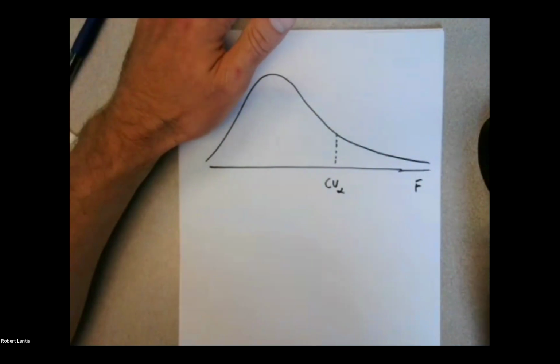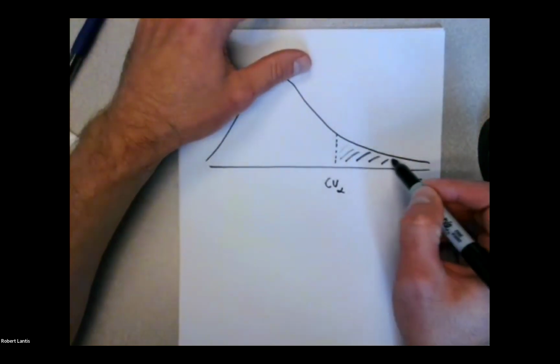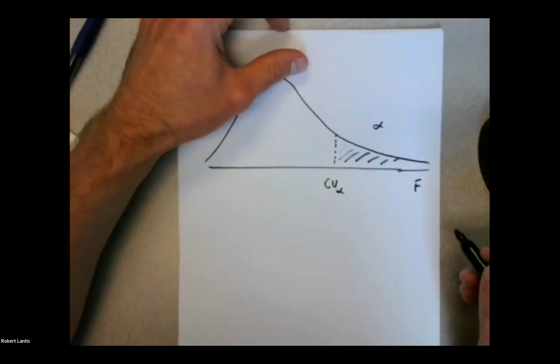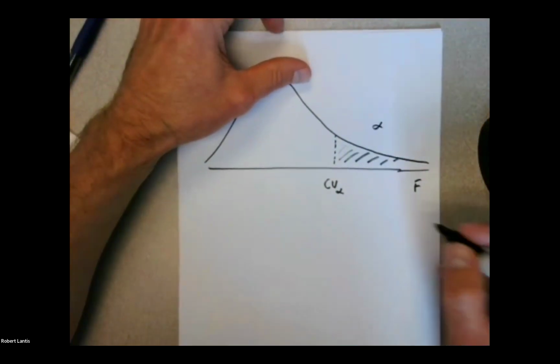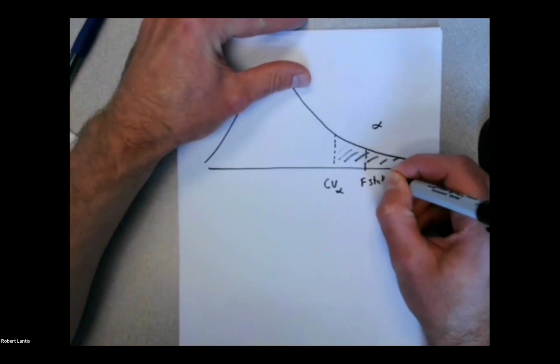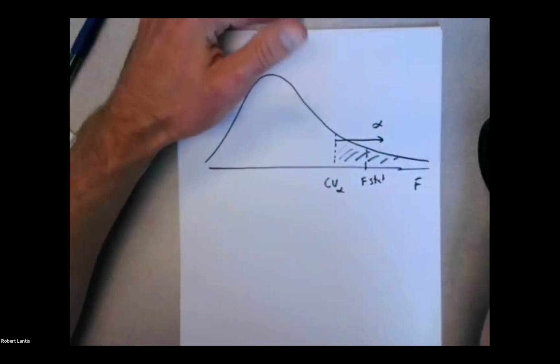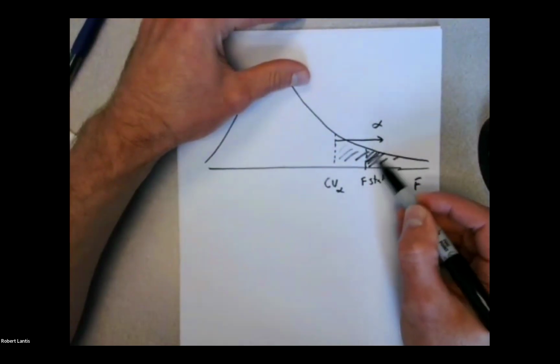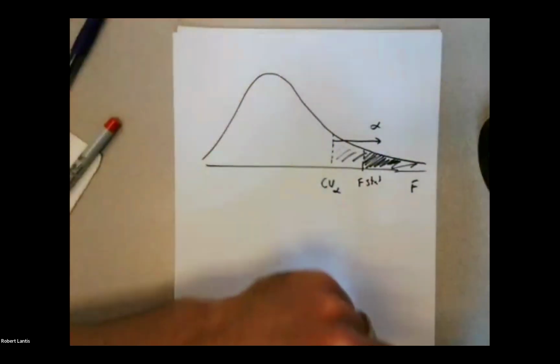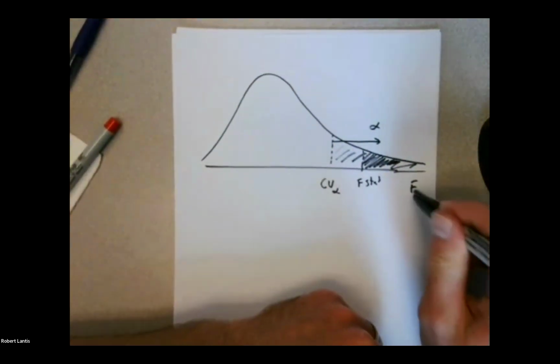I can find critical values that give me a desired alpha in the tail, right? And, I would calculate my F statistic. If it's in that rejection region, I can reject. Notice its p-value would be less than alpha. So all the same principles apply. It's just that we're using a different distribution.